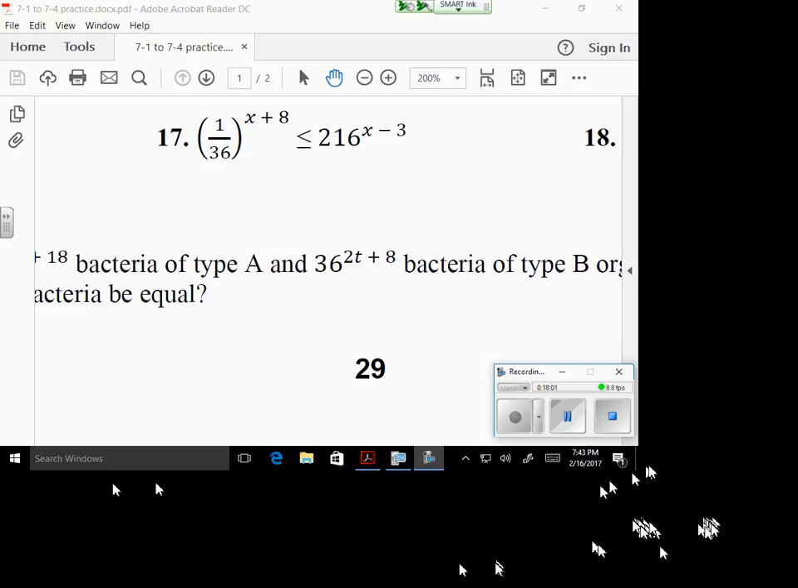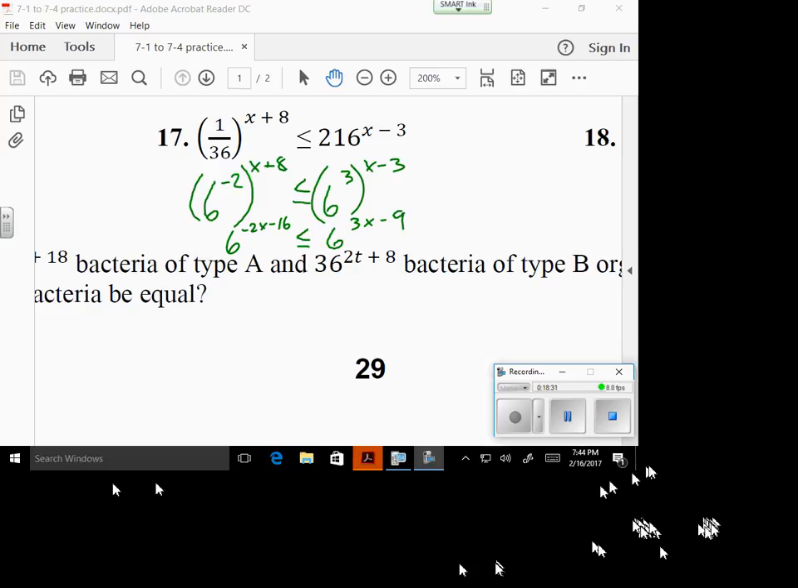1 over 36 is the same as 1 over 6 squared, which is 6 to the negative 2. 216 is 6 to the third. That leaves me with 6 to the negative 2x minus 16, less than or equal to 6 to the 3x minus 9. Negative 2x minus 16 needs to be less than or equal to 3x minus 9.